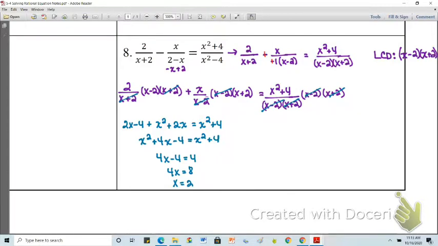So when I look at my denominators, when I plug them in, does it work? In fact, it does not. Okay, it will get me a 0. 2 minus 2 is 0. So in this case, my answer is no solution, since none of the solutions I found work.